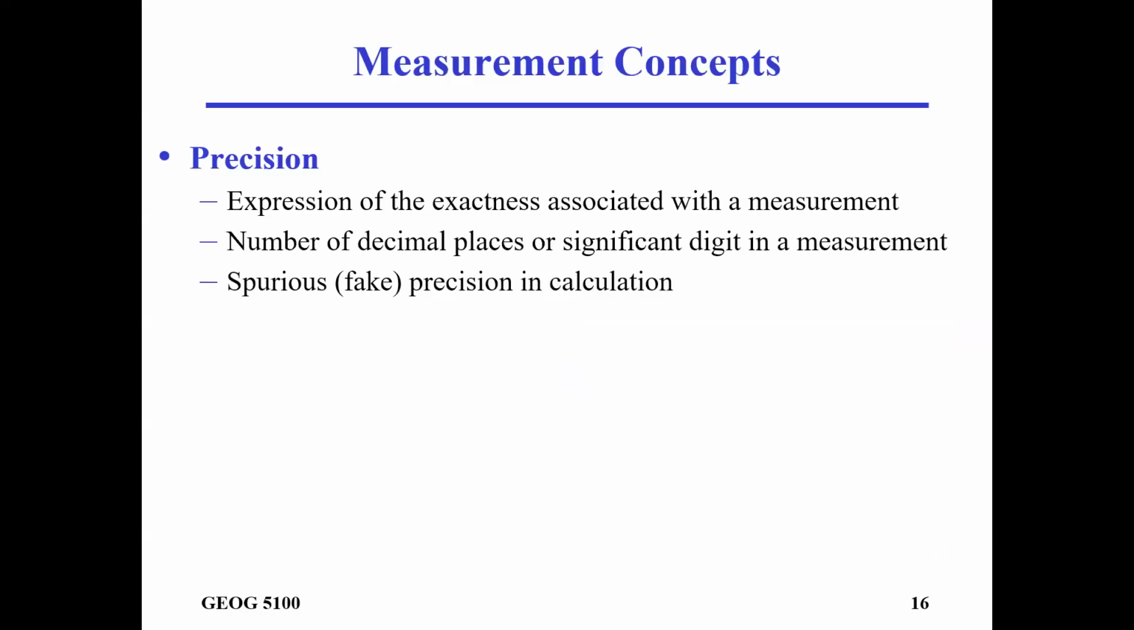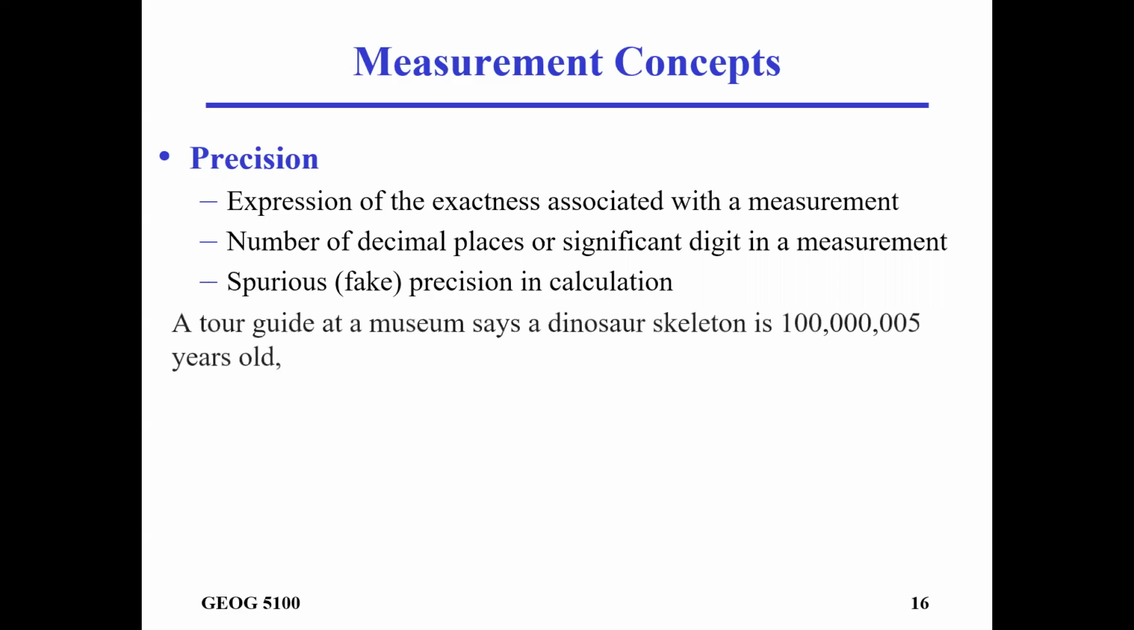Okay. So then I want to talk about different measurement concepts, especially the difference between precision and accuracy. Okay, so precision is the expression of the exactness associated with a measurement. Number of decimal places or significant digits in a measurement can be used to address precision. Okay, you should be careful with so-called fake precision in calculation.